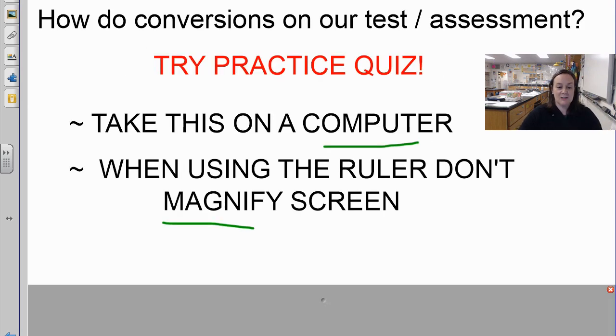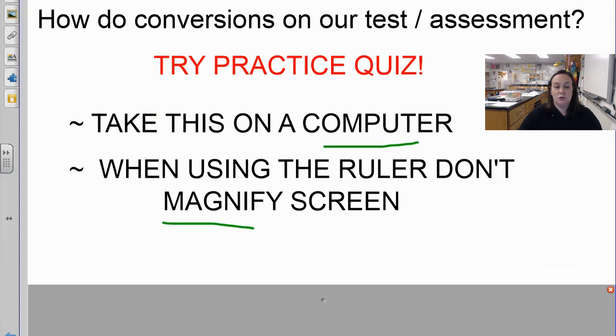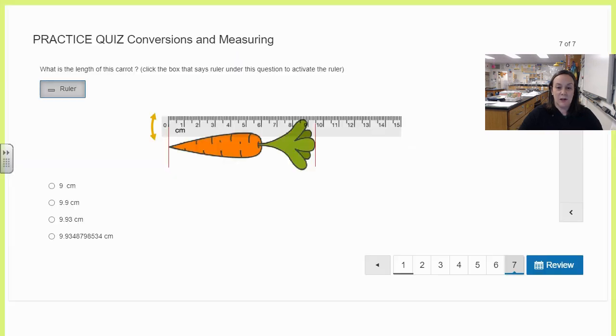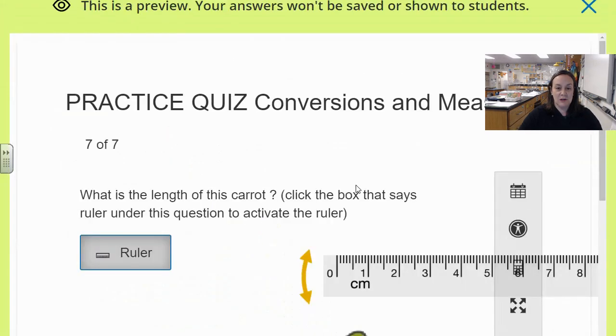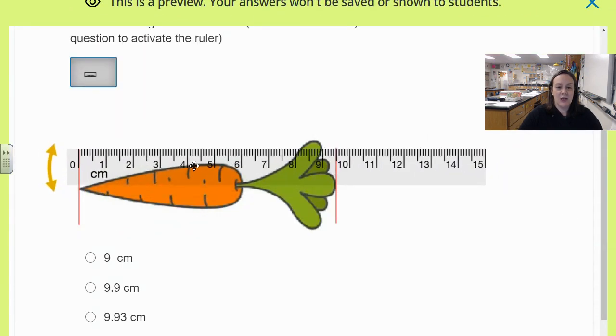We went over the practice quiz like I was showing you. So on the practice quiz, you will have a measurement, and you will need to take the ruler and make a measurement. Two things about the quiz, though. You need to do it on a computer, not on a tablet or on your phone, and you do not magnify the screen, because if you magnify the screen, well, that was aggressive magnification, it can change and skew the ruler.